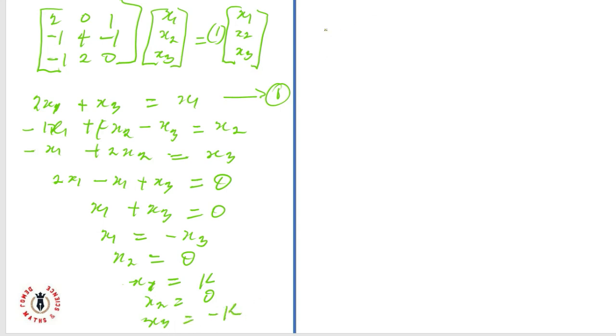Now I can write my first eigenvector to be 1, 0, and minus 1. But let's see when lambda is equal to 2. When lambda is equal to 2, in place of this 1 here, I'm replacing 1 with 2. So I still have the same set of equations, but I'll be multiplying my quotient with 2.